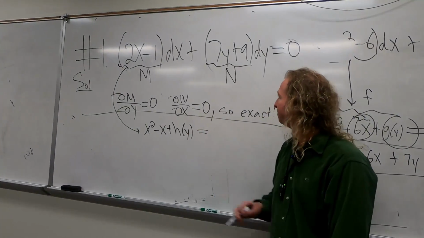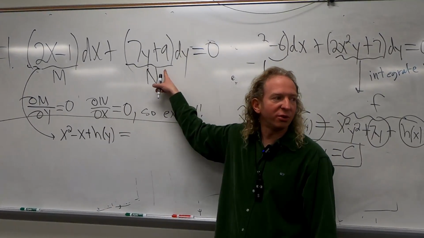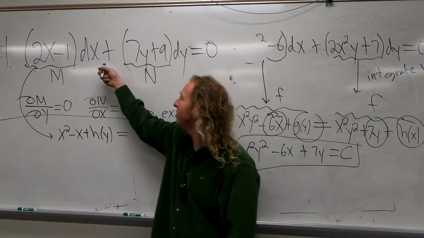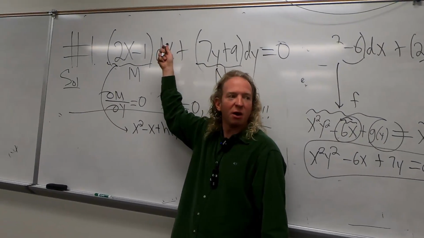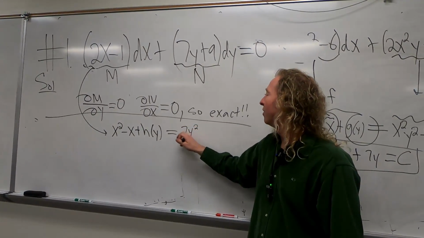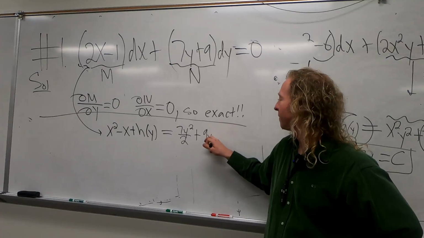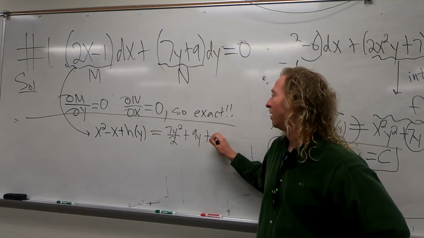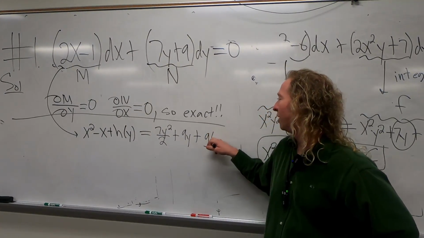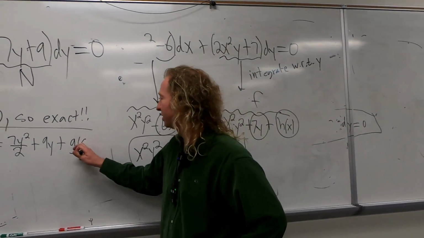And this is equal to, and then integrate this one with respect to y. Whatever is here tells you what to integrate with respect to, with respect to x, with respect to y. So it'll be 7y squared over 2 plus 9y plus g of what variable this time? X.